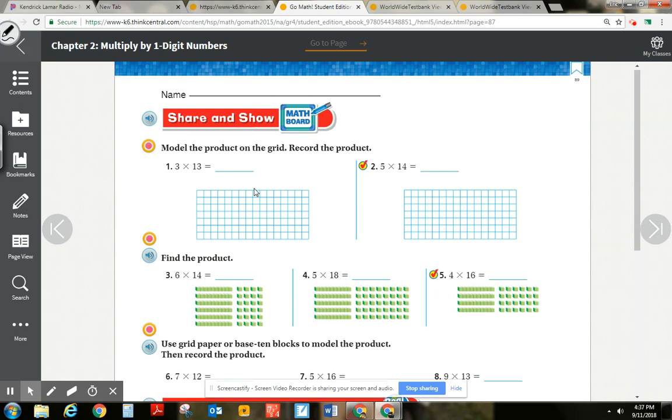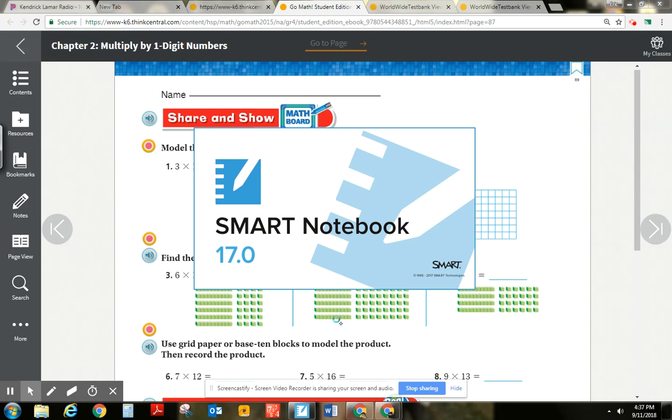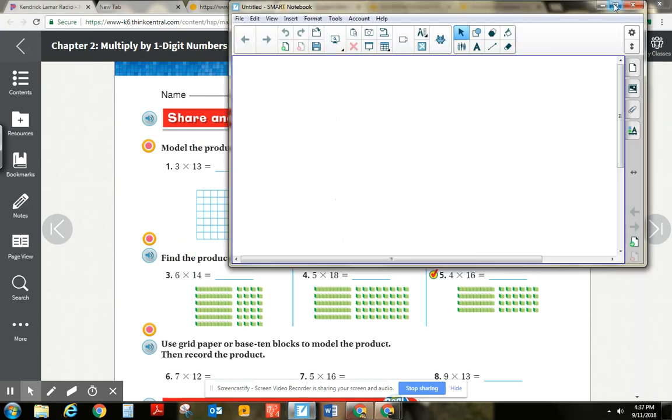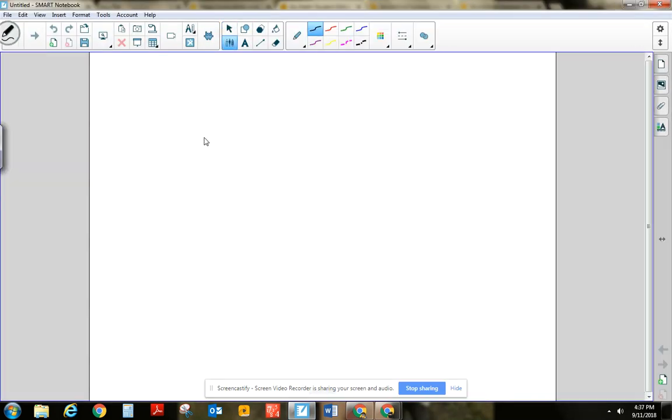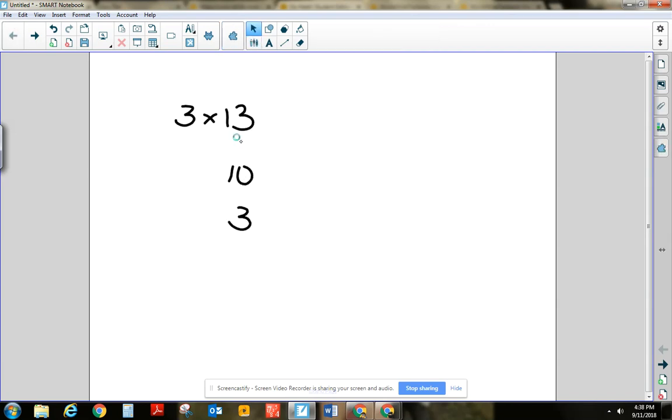All right, so here we go. 3 times 13. So what you need to do is, we're not going to make a grid. So what you need to do is follow along with your notebook, or use your pink piece of paper when we do the P and T. We're going to rewrite it 3 times 13. So let's take a look. 3 times 13. We're going to break this 13 up into two different numbers. We're going to distribute the 13 as a 10 and as a 3.